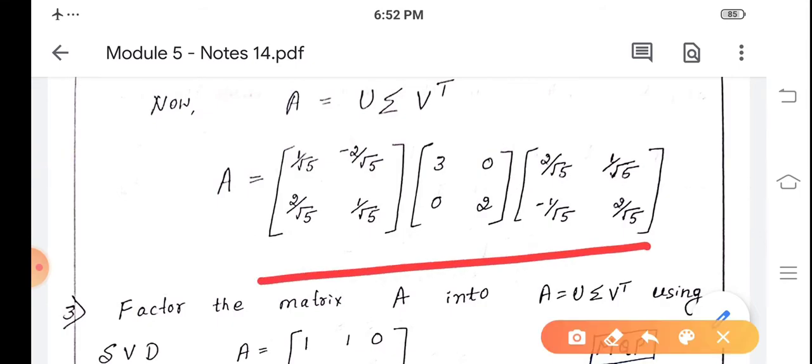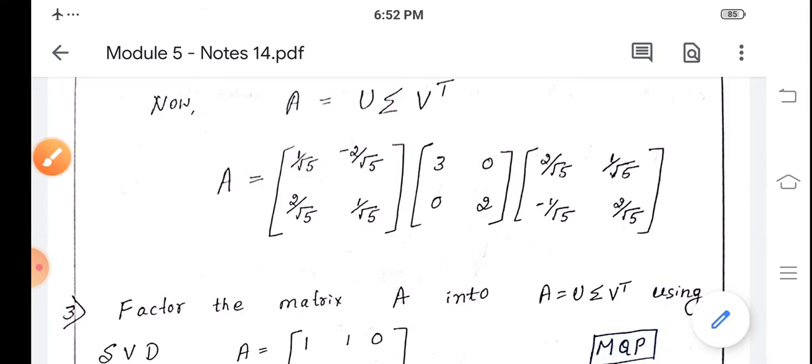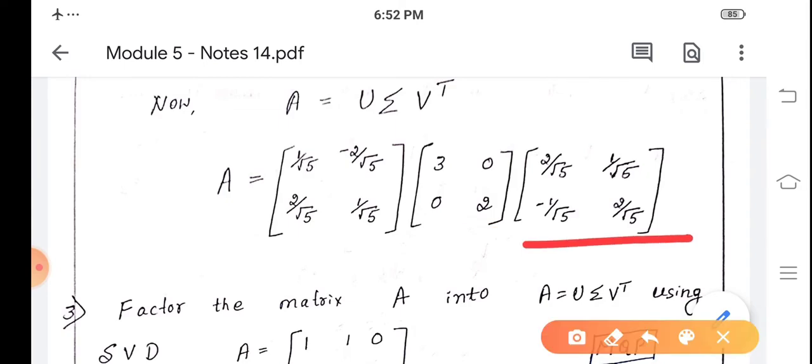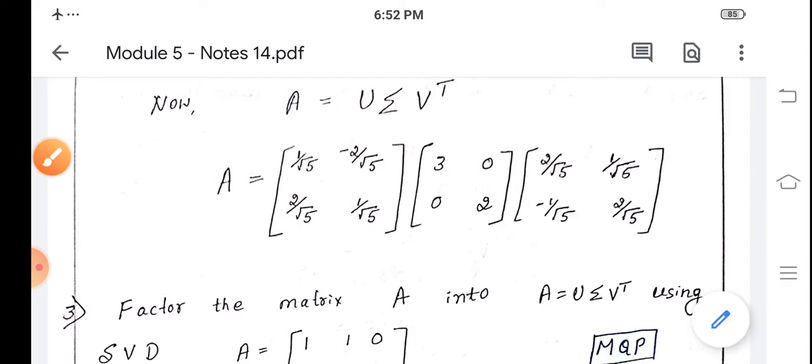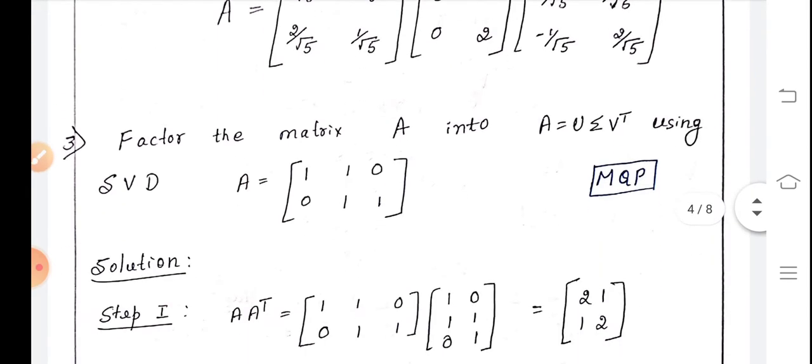That is A is equal to the matrix [1 by root 5, -2 by root 5; 2 by root 5, 1 by root 5] into sigma, which is [3, 0; 0, 2], into V transpose, that is the transpose of V, with first row (2 by root 5, 1 by root 5) and second row (-1 by root 5, 2 by root 5). Now let us work out the next question.